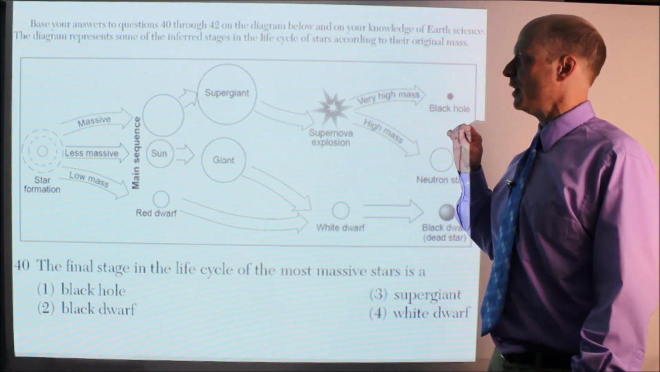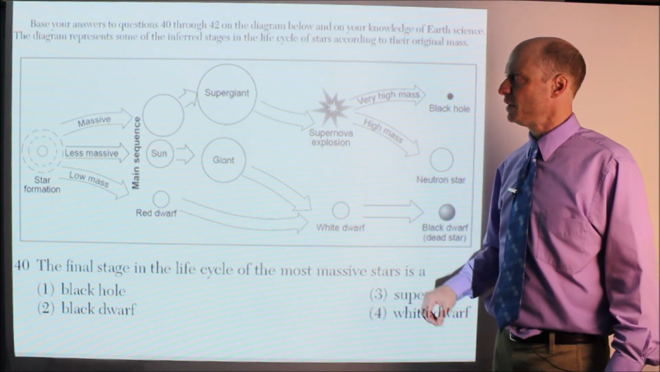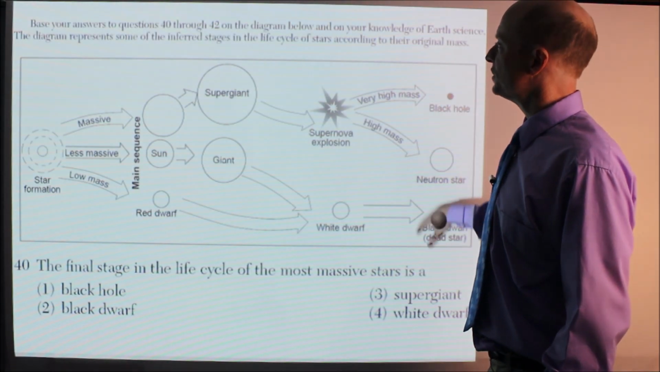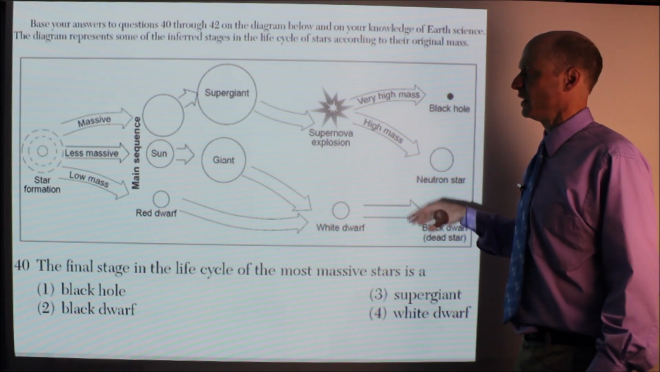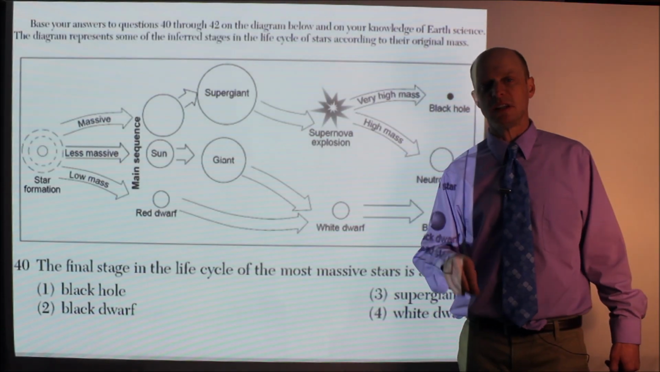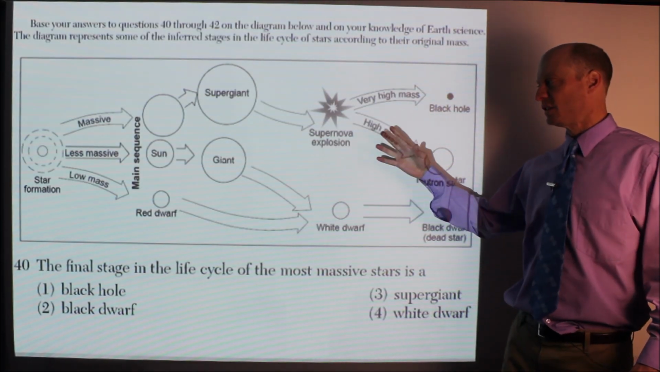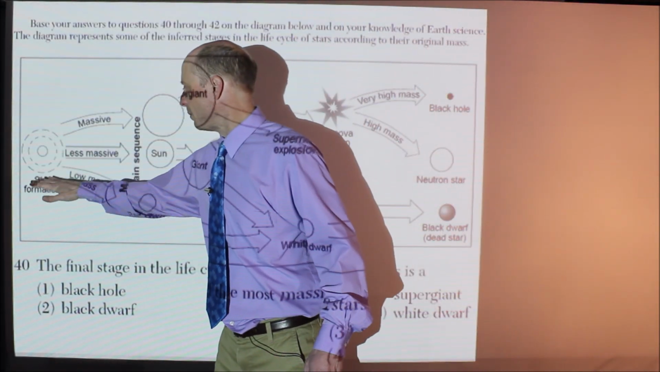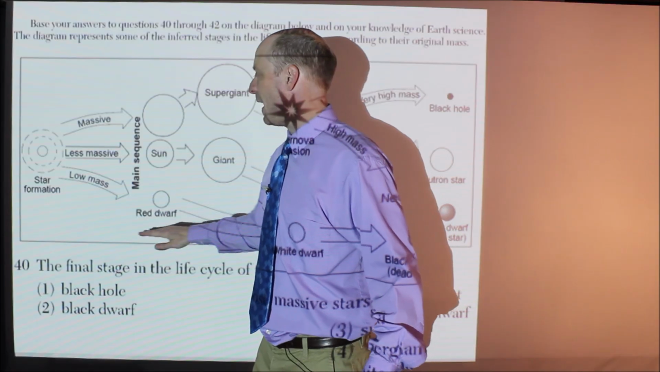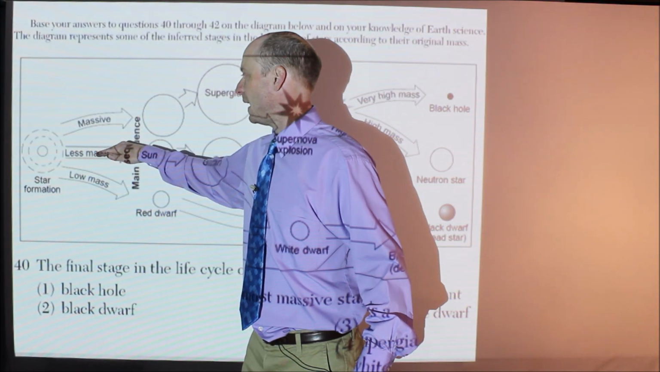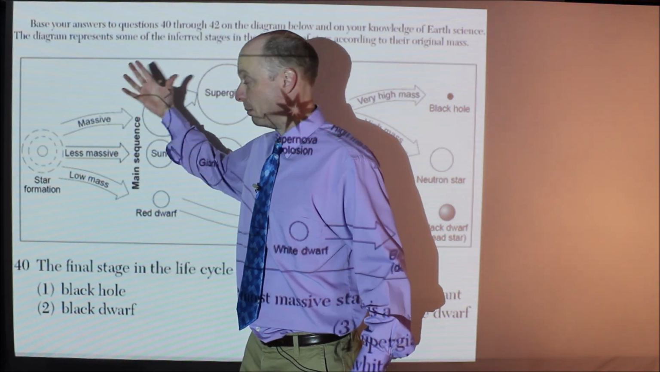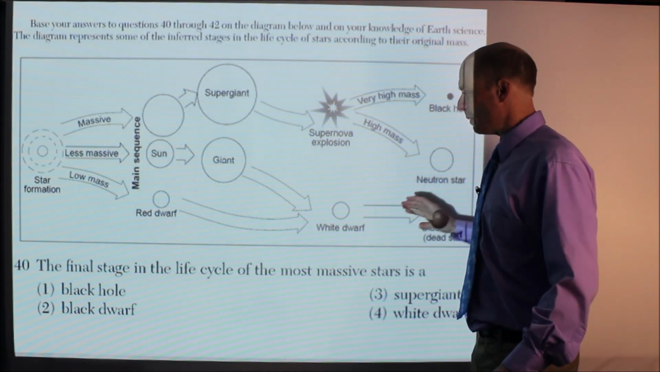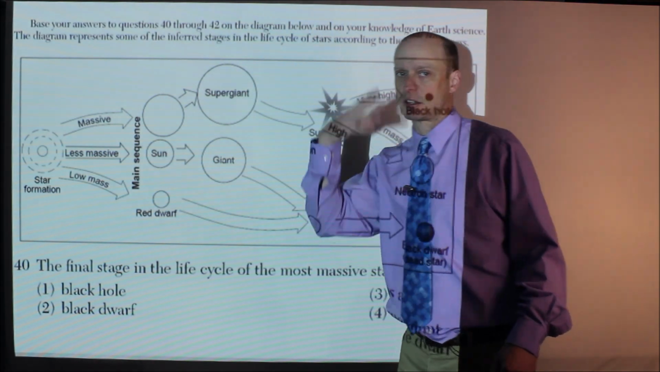Here we go. You use this for questions 40 through 42. The diagram represents some of the inferred stages in the life cycle of stars according to their original mass. So with all of these, you want to take your time, really digest the diagram, see what's going on here. It shows star formation, and then it has the different paths: low mass, medium mass, and the most massive stars, which have the most mass to them. They go in these different paths during their complete life cycle.